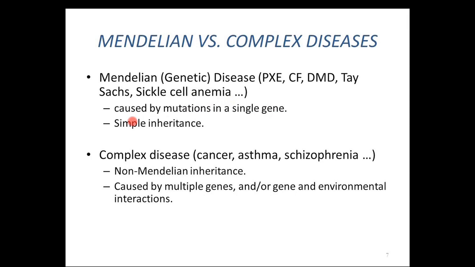Now, that does not mean there's not complications in all of these diseases. Many of these diseases, the severity of the disease can vary tremendously between families or within families. There's influence from the environment, etc. And we distinguish those from complex diseases, as we were talking about, cancer, asthma, schizophrenia, that show non-Mendelian inheritance. They may have multiple individuals in a family, but not inherited in a clear way. And we believe that's because these conditions are caused by multiple genes or genes and environmental interactions.